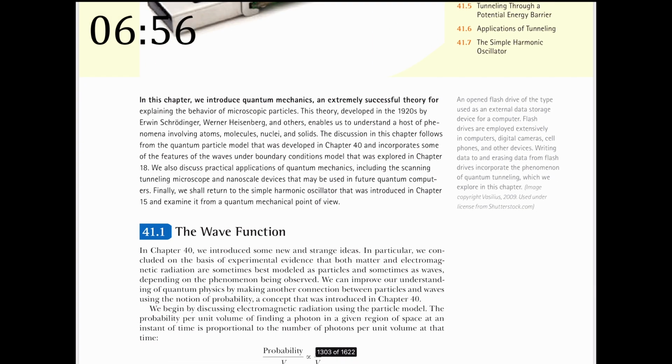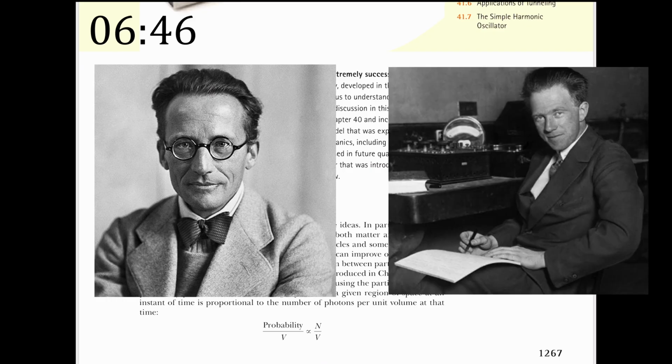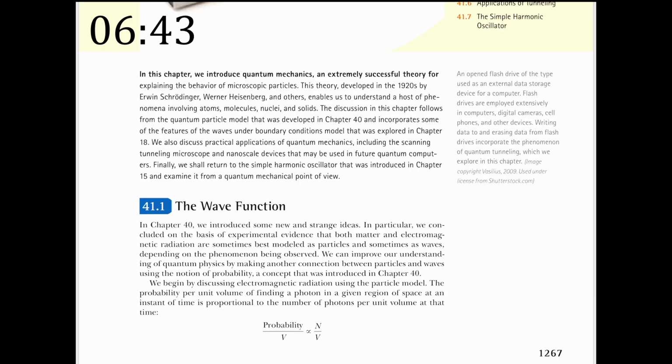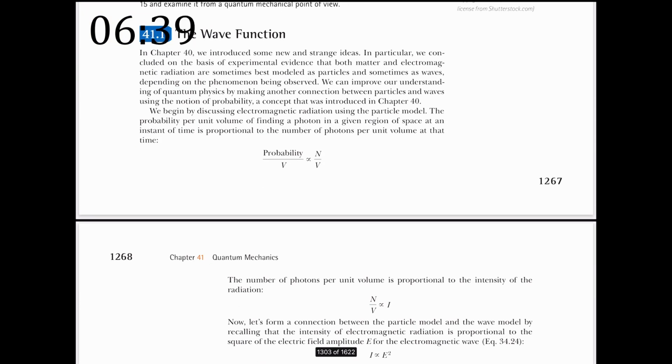In this chapter, we introduce quantum mechanics, an extremely successful theory for explaining the behavior of macroscopic particles. This theory, developed in the 1920s by Erwin Schrödinger, Werner Heisenberg, and others, enables us to understand a host of phenomena involving atoms, molecules, nuclei, and solids. All right, let's check out 41.1, the wave function. In chapter 40, we introduce some new and strange ideas. All right, I'm going to leave it at that.